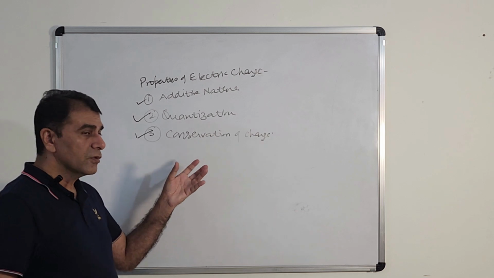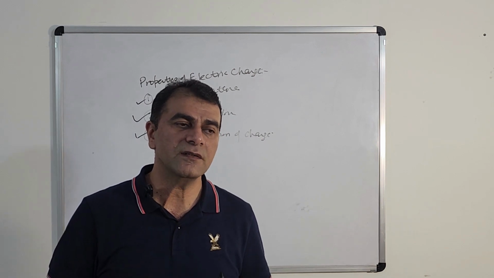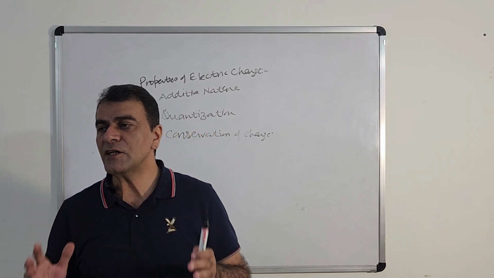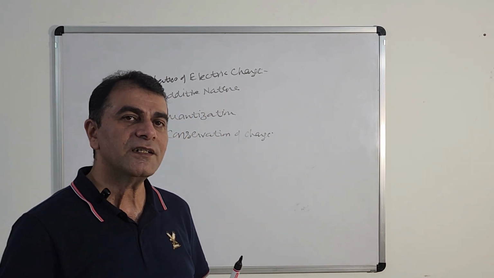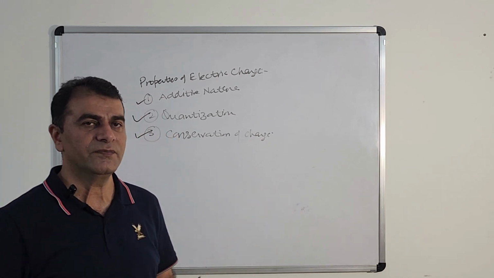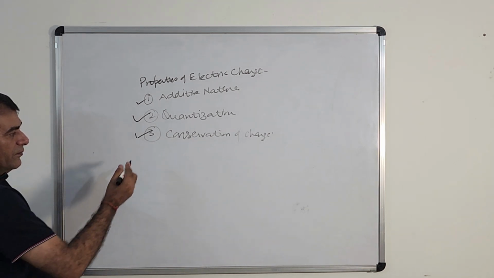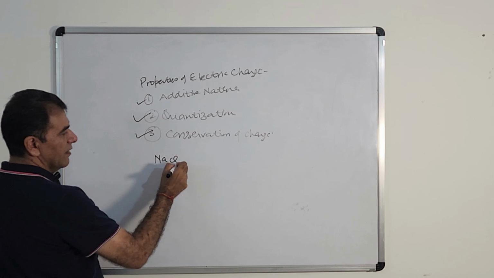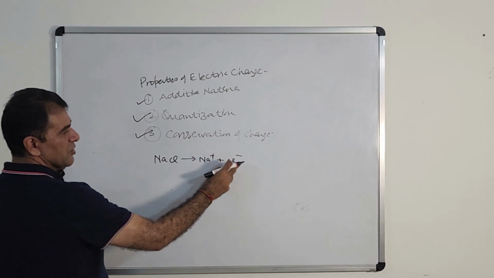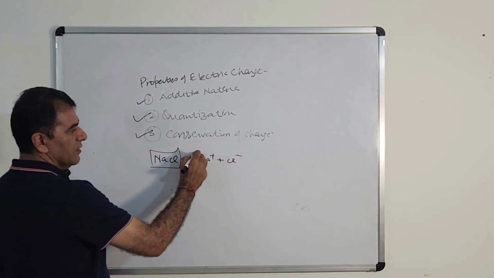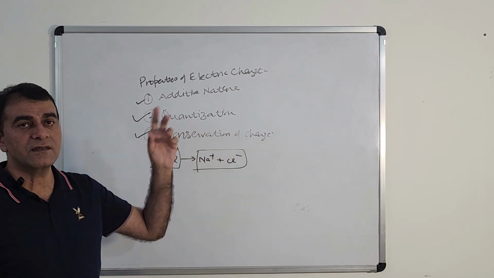So conservation of charge simply means the total charge in the universe always remains constant. The total charge in an isolated system always remains constant. Charge can neither be created nor destroyed. Very simple. We can give examples. One example is ionization of salt: NaCl breaks into Na plus and Cl minus. The total charge before and after the ionization is the same. So this is one example where you can see the charge is conserved.